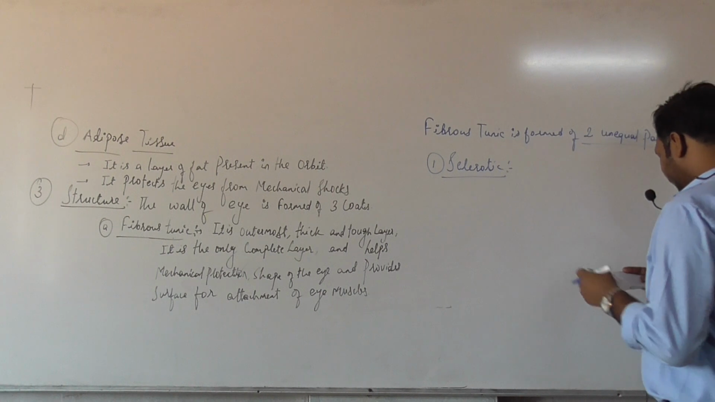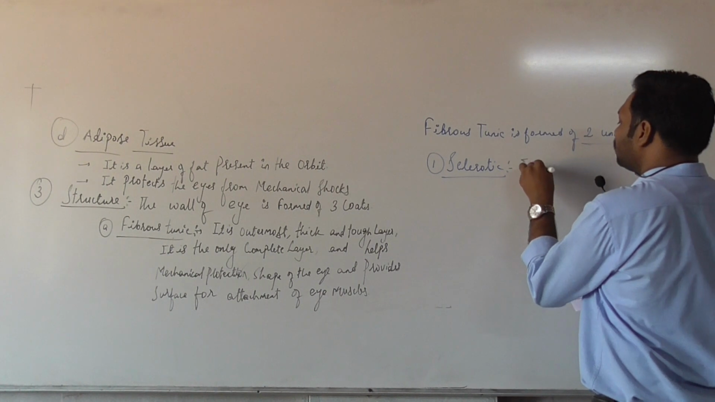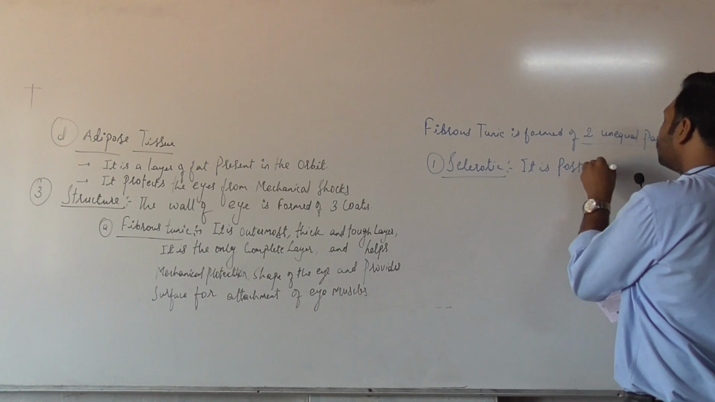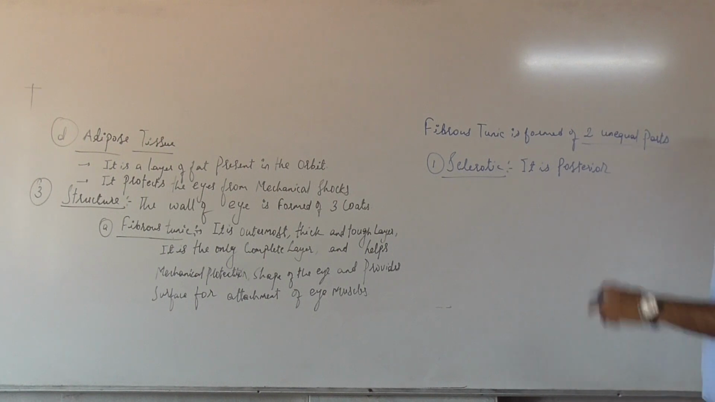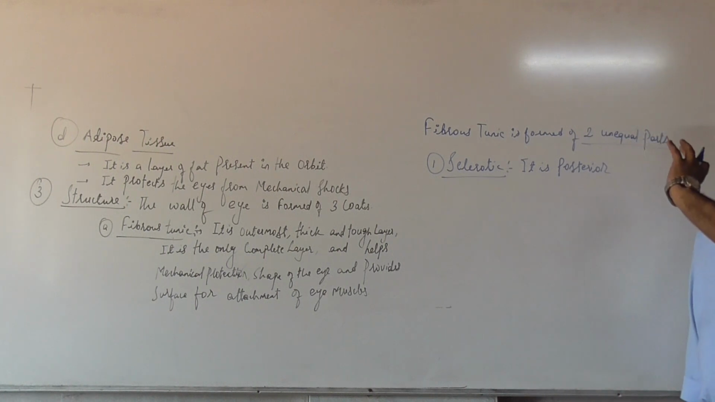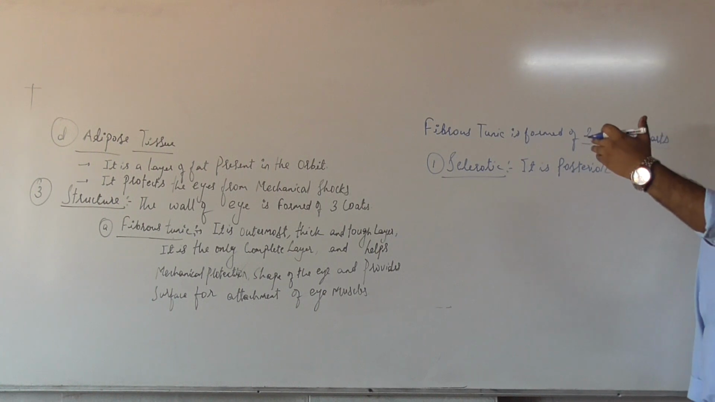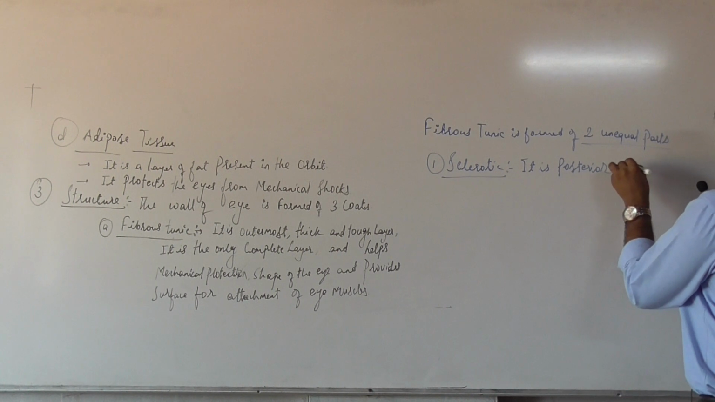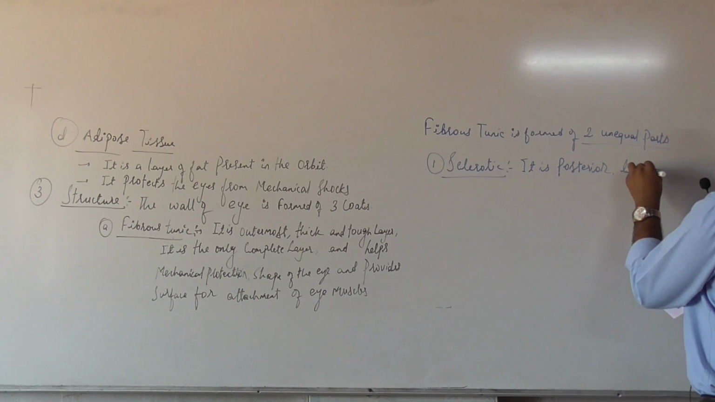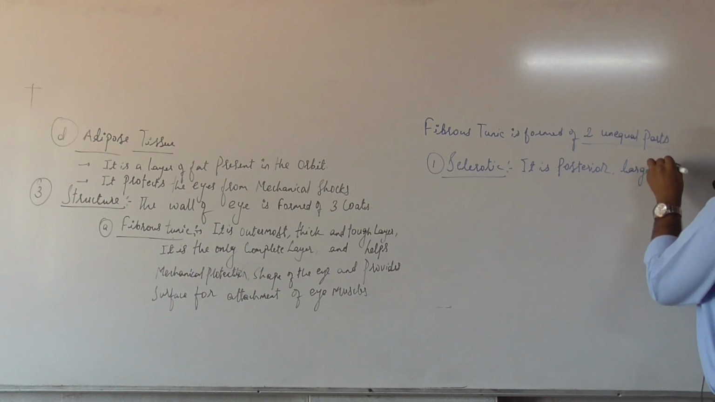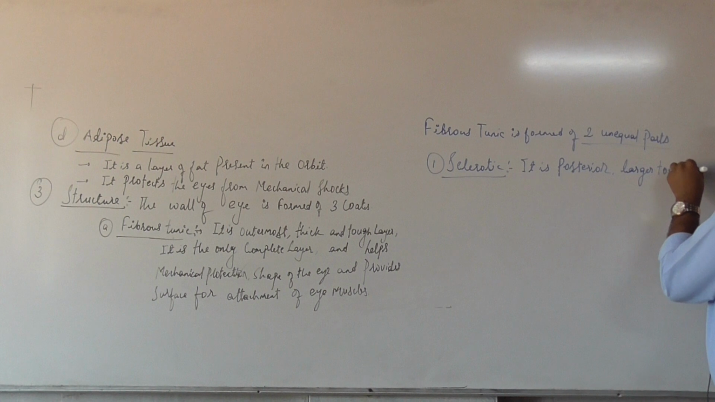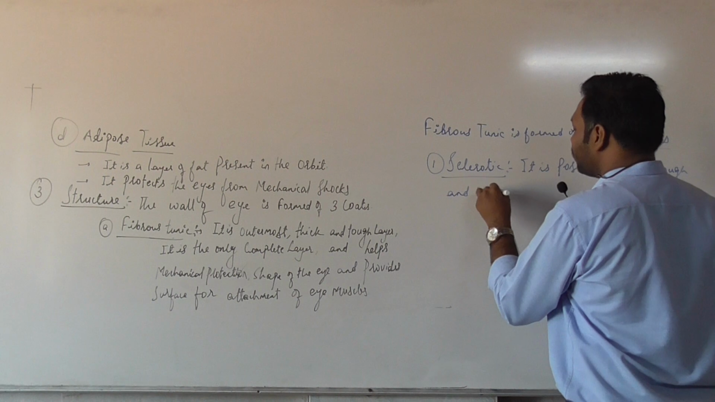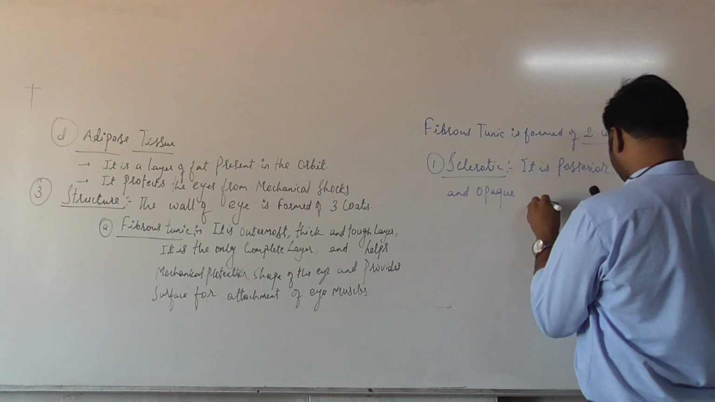Okay, now sclerotic, it is posterior. As you can see in the diagram also, we have labeled the sclerotic part in the posterior part of the eye, or not in the anterior part. Okay, so it is posterior, larger, tuft and opaque part.